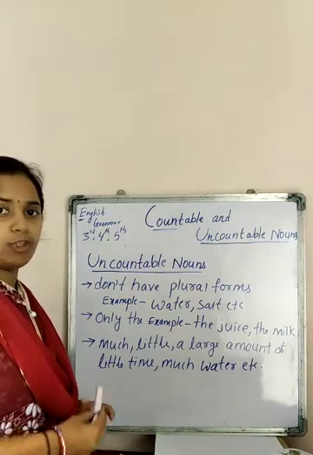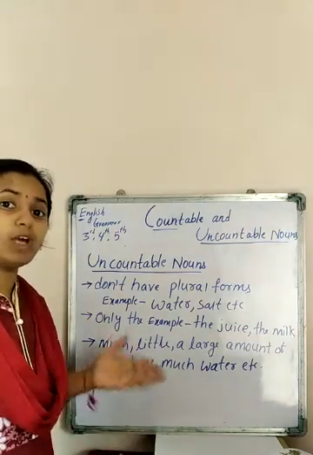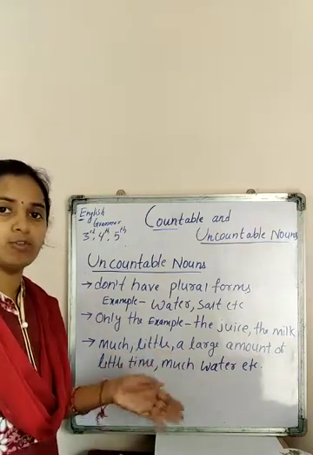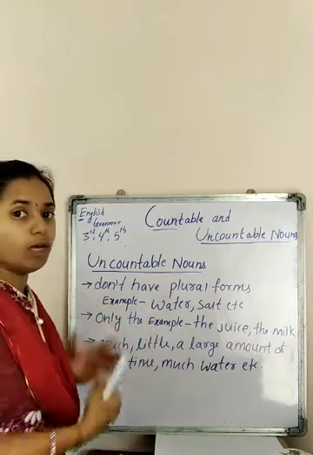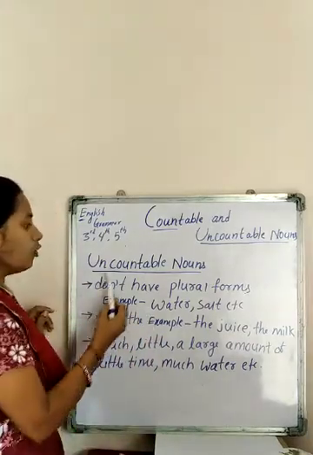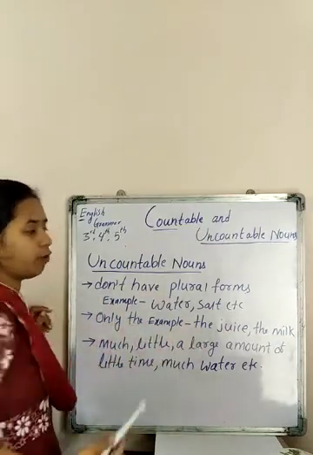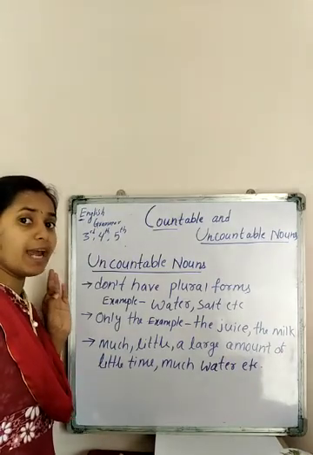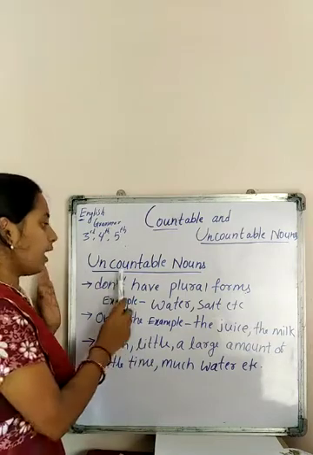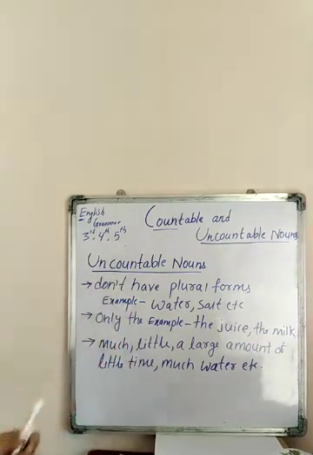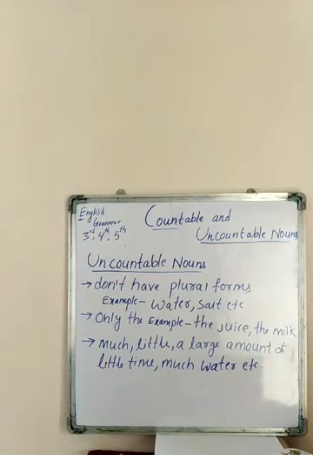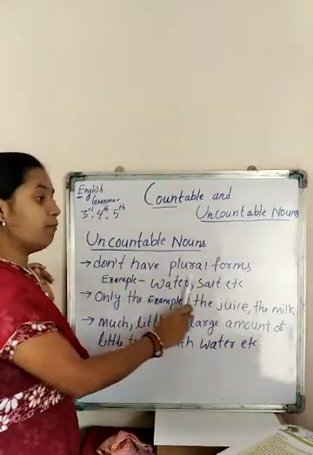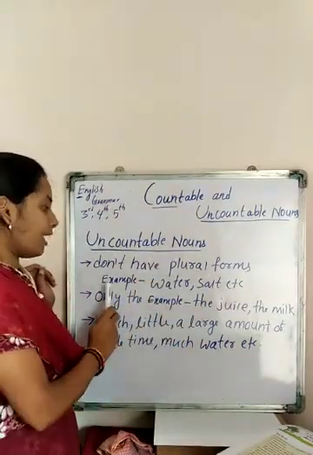So your uncountable nouns are what? The nouns which you cannot count, like air, water, milk, are called your uncountable nouns, right? So let's go into detail about the uncountable nouns. So kids, see here. Uncountable nouns don't have plural forms, exactly the opposite of countable nouns. Countable nouns have singular and plural forms, right? But your uncountable nouns don't have plural forms. Okay kids?